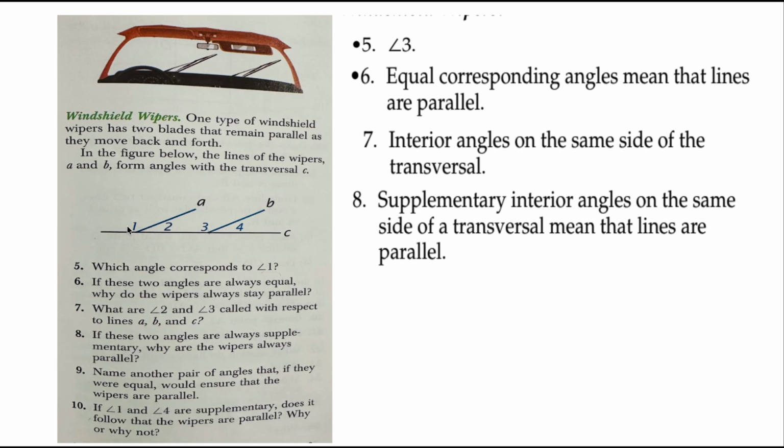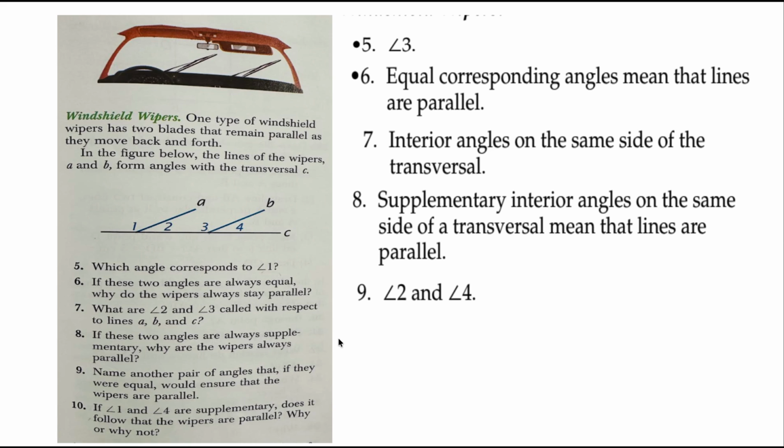Number 9, name another pair of angles that, if they are equal, would ensure that the wipers are parallel. So we know that 1 is equal or congruent to 3. We know that 2 is congruent to 4, correct? So this just names one of them, 2 and 4. Could we have named 1 and 3? Yes, we could have as well.